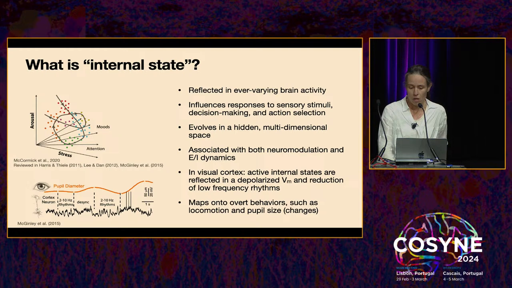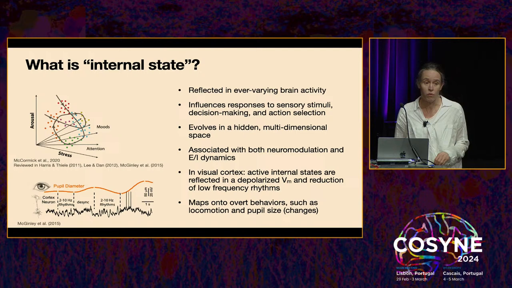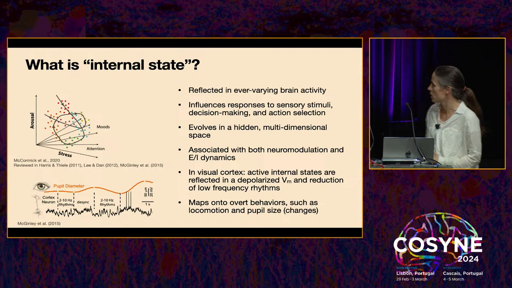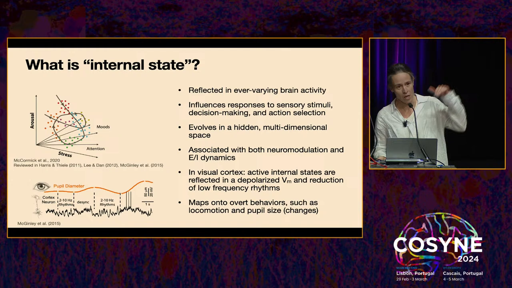What is interesting, for those who cannot do in vivo intracellular recordings, is that these internal states map onto overt behaviors such as locomotion and pupil size, or the changes of pupil size. This is also illustrated here, where you can see that alert behavioral states are associated with increases in pupil diameter, or big pupil diameters, versus the drowsy states, which are associated with decreasing pupil diameters or small pupil sizes.